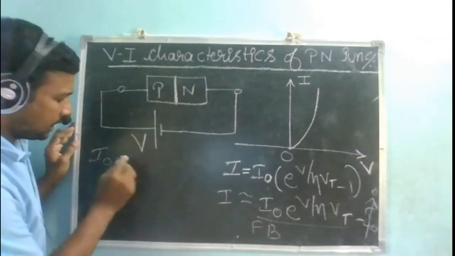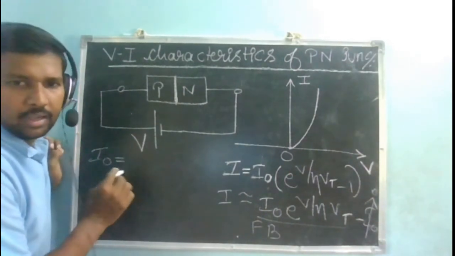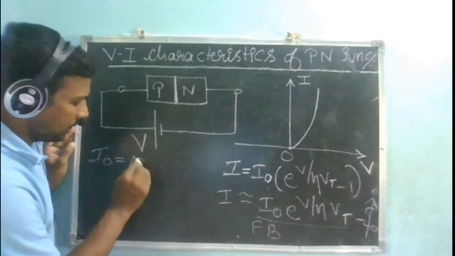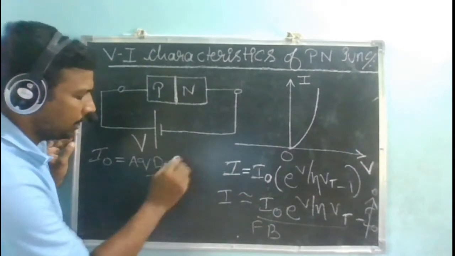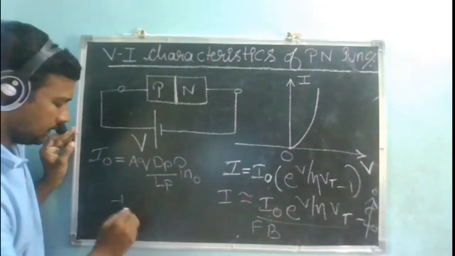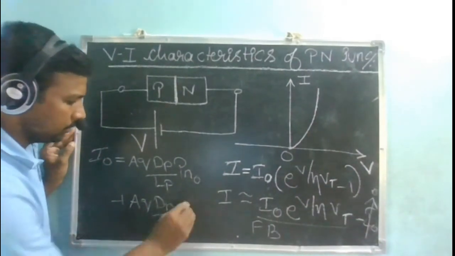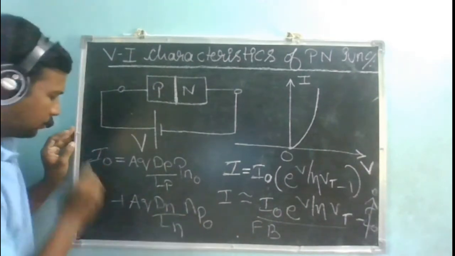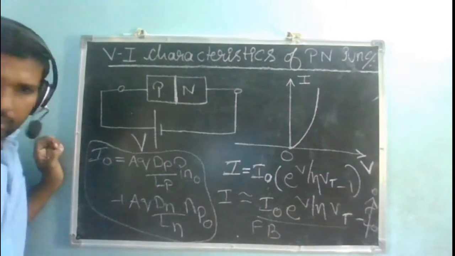And what is the expression? No one knows the expression. It is A q Dp by Lp into Pn naught plus A q Dn by Ln into Np naught. So this is not known to anyone.